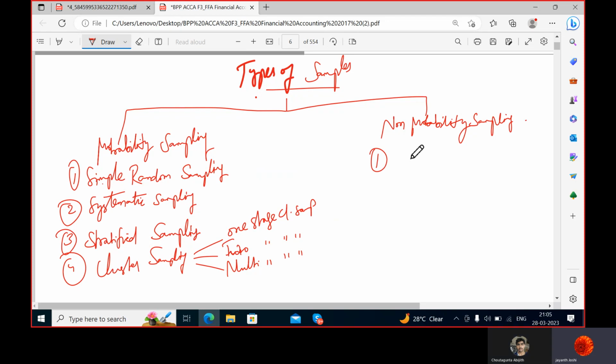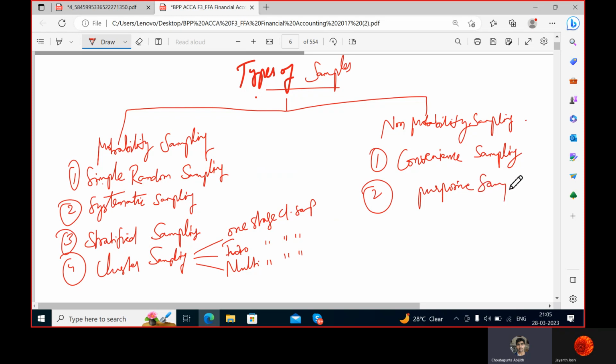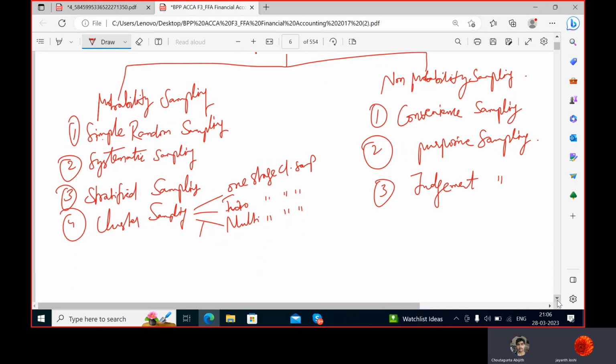And in non-probability sampling you have convenience sampling, purposive sampling, judgment sampling. So these are the non-probability samplings. Now let's discuss each sampling in detail. We'll go with simple random sampling, and then with stratified, cluster, etc. So let's see simple random sampling.